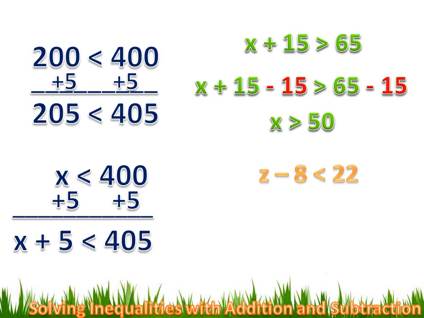How about this one? z minus 8 is less than 22. Well, as long as I'm adding and subtracting, and I do the same thing to both sides of the inequality, I'm not going to change the inequality. So I can add 8 to both sides of this inequality, and z is less than 30.